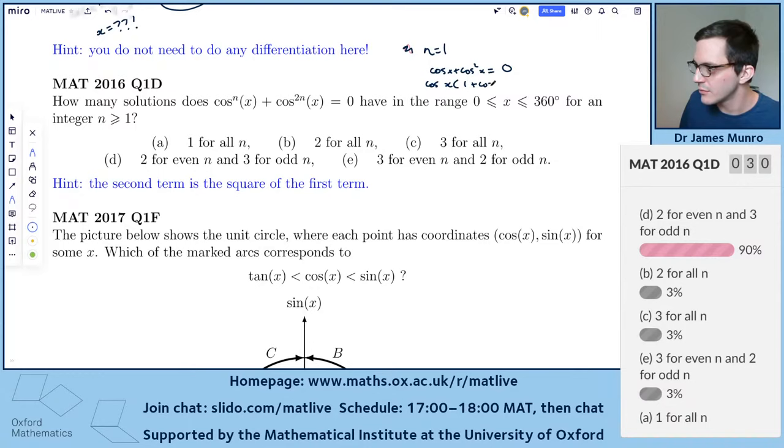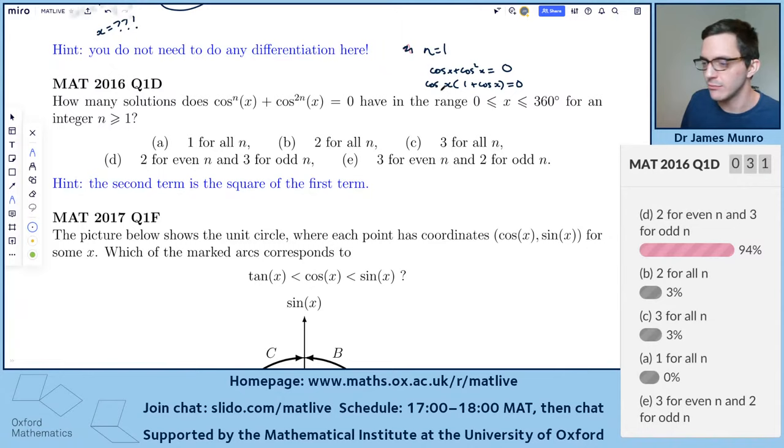Oh, which feels great. Well, now we're solving it, because now either cosine x is 0, like that, two solutions, or cosine x is minus 1, one solution. So, three solutions.